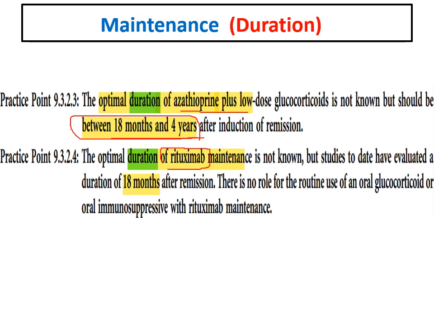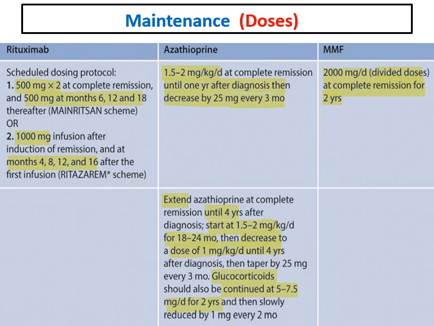But in rituximab, the duration will be 18 months. Again, as we said, there is no rule for the use of oral steroids with rituximab maintenance. If we use rituximab in maintenance, it will be used alone for 18 months. What about the doses? As we described in induction, we will talk about maintenance. What about the doses for maintenance agents?